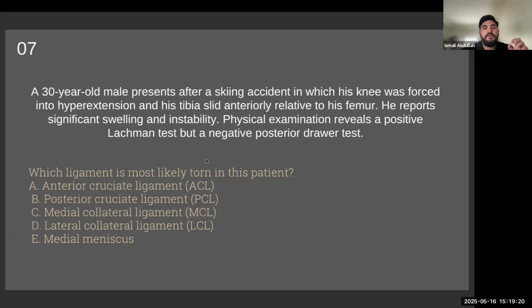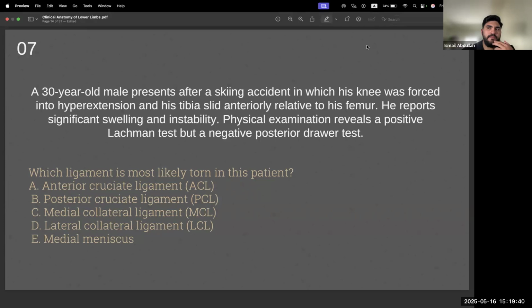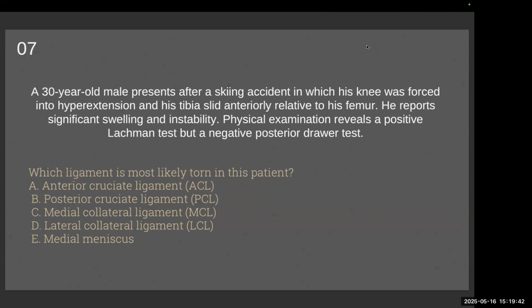So this is another question. Basically, same thing, but the only thing that we're saying here is that they only had a positive Lachman test, but a negative posterior drawer test. So what do you think is the ligament that's torn in this patient? Negative posterior drawer basically confirms that it's not PCL. They said he's skiing. It's a positive Lachman test, which tests the ACL, so it's an ACL. Exactly, that's it.